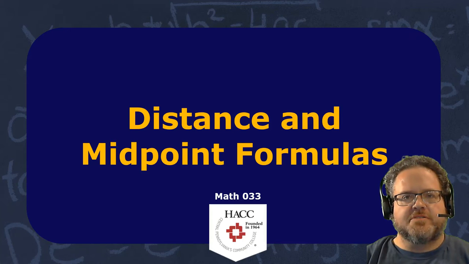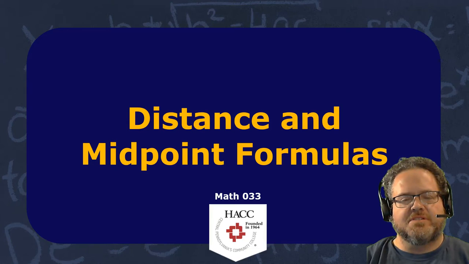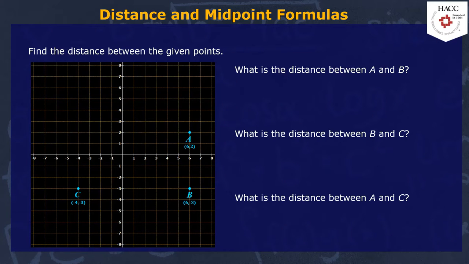To finish off this module, we're going to look at how to find the distance between 2 points in a coordinate system, as well as how to find the midpoint between 2 points in a coordinate system. So let's look at finding the distance between 2 given points. In this graph you have down here, you have points A, B, and C, and I'm asking you to find the distance between them, just using the units in the coordinate system.